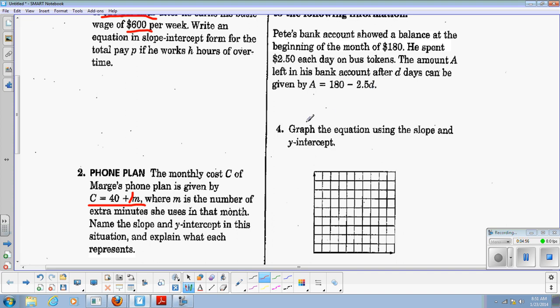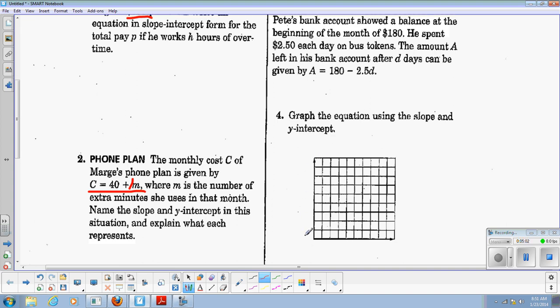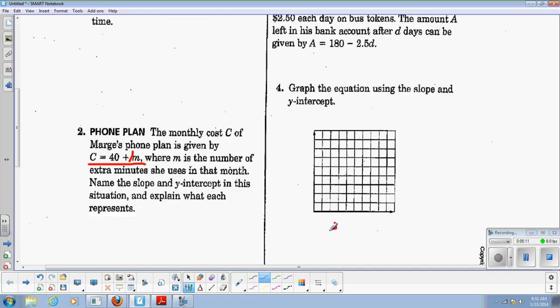Number 4, graph the equation using the slope and the y-intercept. Notice in the graph, they didn't put the numbers on the y-axis and they didn't put the numbers on the x-axis. What's going to go where? Well, to give you a hint, days is going to go on the x-axis. So what does that mean over here? That's his money here. That's the money that's left.